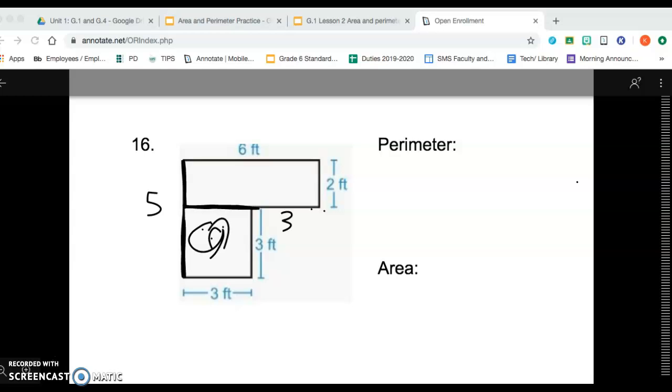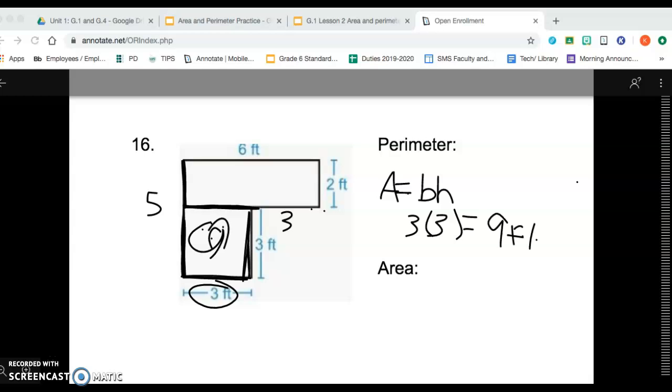So remember, area of squares and rectangles is the same, it's just base times height. So for this one right here, base is 3. And then remember, parentheses mean multiplication. And the height right there is 3. And then 3 times 3 is just going to give us 9 feet. And remember, it is squared. So 9 feet squared for this small square.